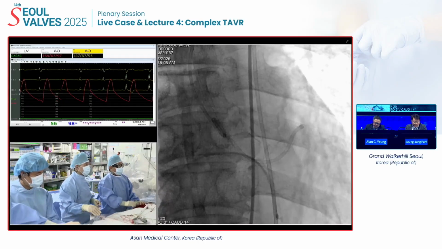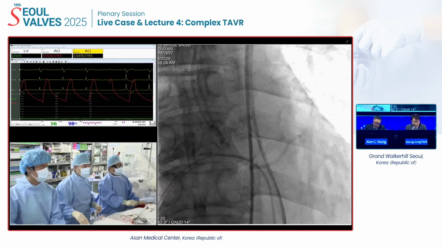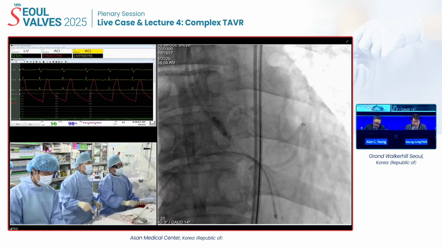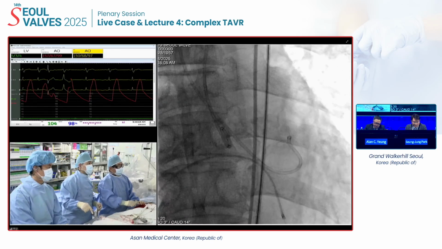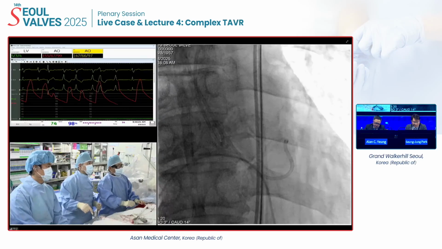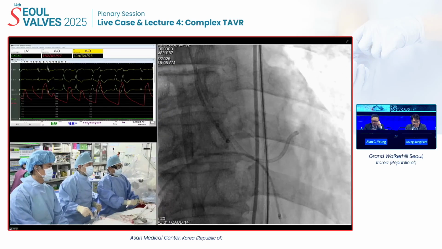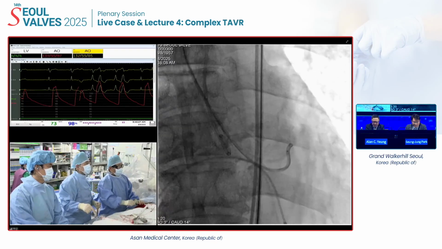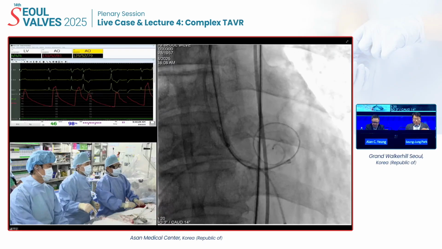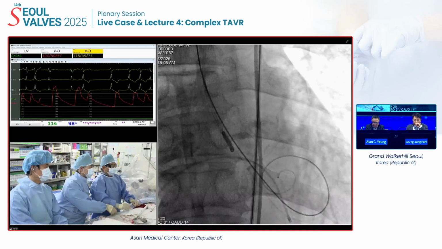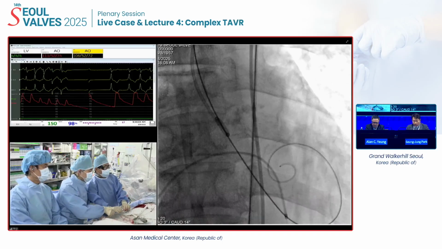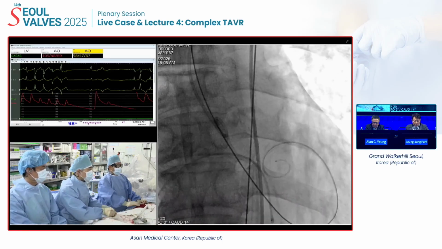So I don't push the wire to the valve, it's similar to coronary engagement. I like to find the hole of the valve and then bring the catheter close to the hole, not actually engaged, and then insert the wire.